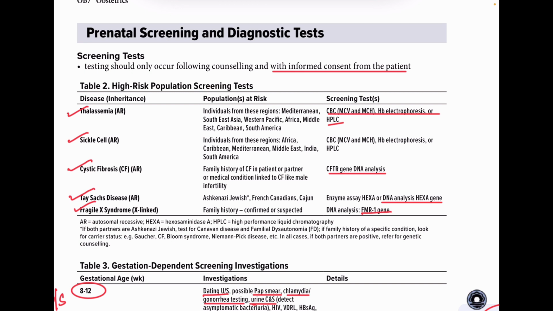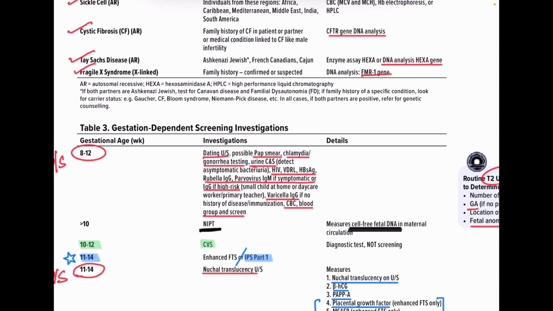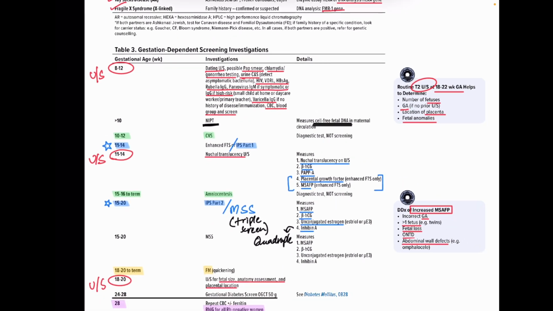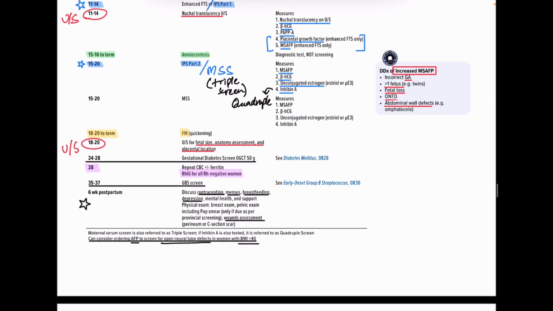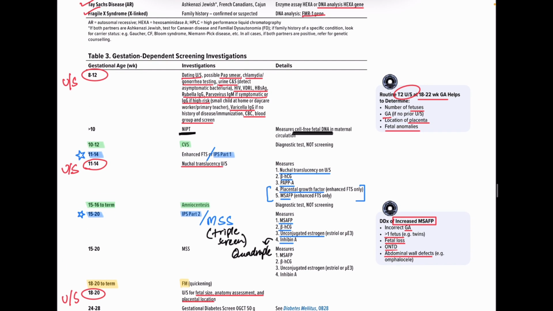Tay-Sachs disease has the HEXA gene, and then we have Fragile X syndrome. There's DNA analysis for the FMR1 gene. Okay, moving forward, this table is pretty important. It pretty much summarizes gestation-dependent screening investigations. How are we gonna screen, and what investigations are we gonna do?